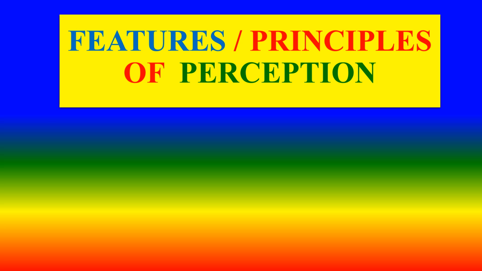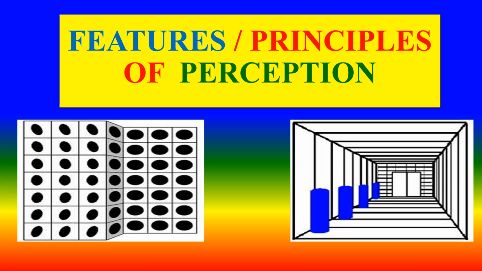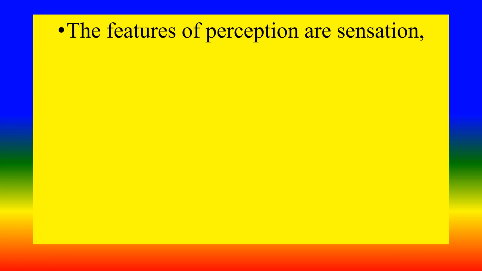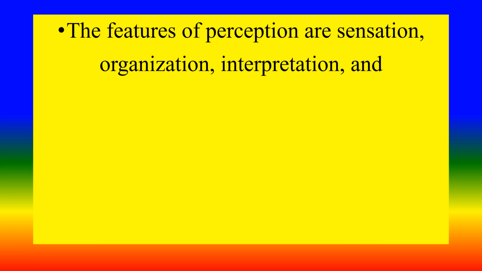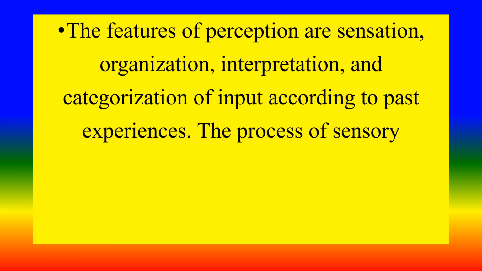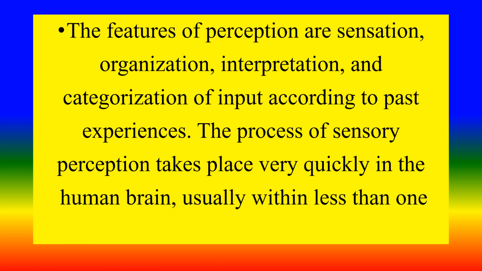Next section, features and principles of perception. The features of perception are sensation, organization, interpretation and categorization of input according to past experiences. The process of sensory perception takes place very quickly in the human brain, usually within less than 1 second.